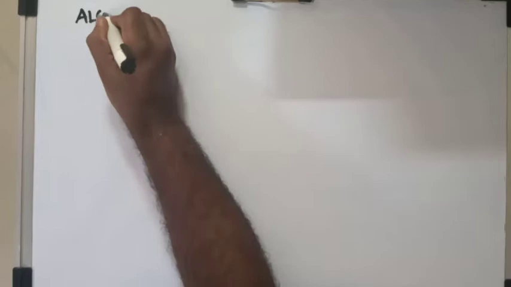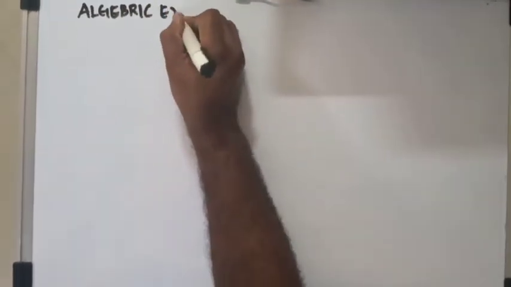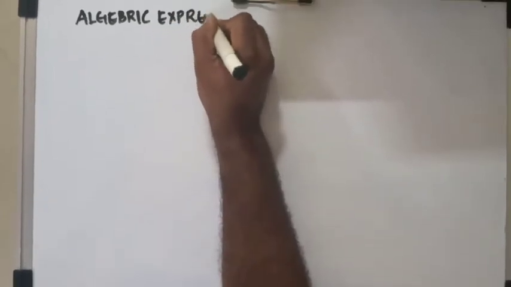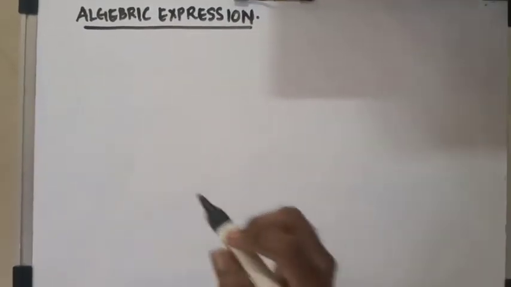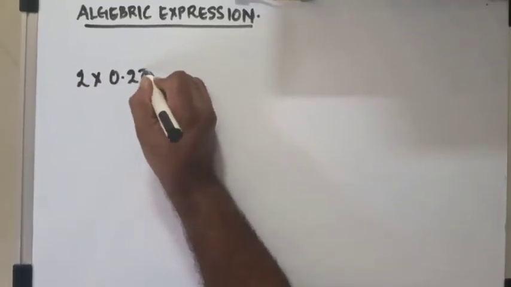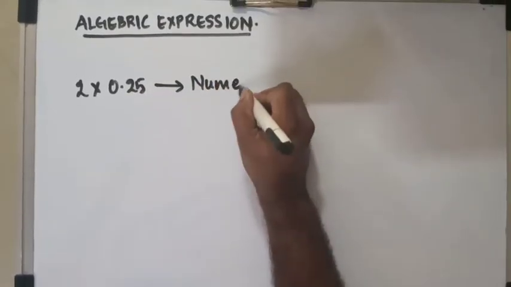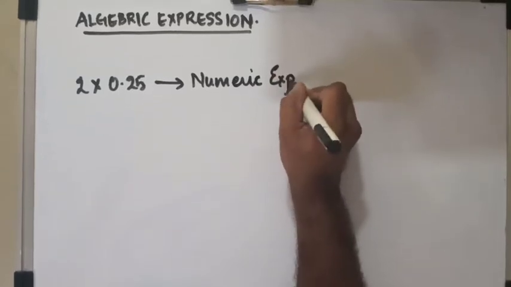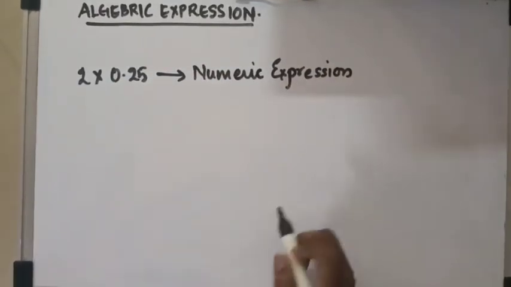Today children, we'll be learning algebraic expression. What is an algebraic expression? Say children, say 2 into 0.25. This is a numeric expression. This is a numeric expression because it contains what? Only numbers. So what is an algebraic expression?